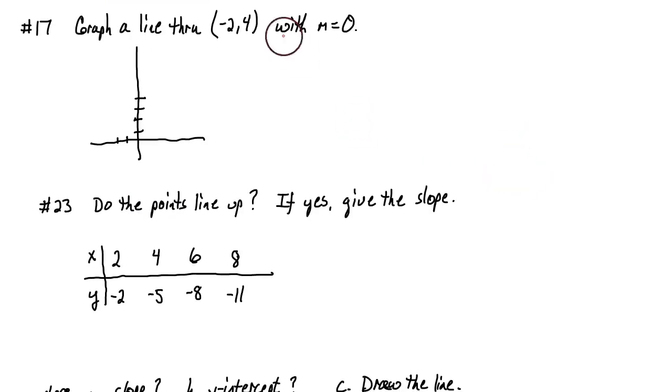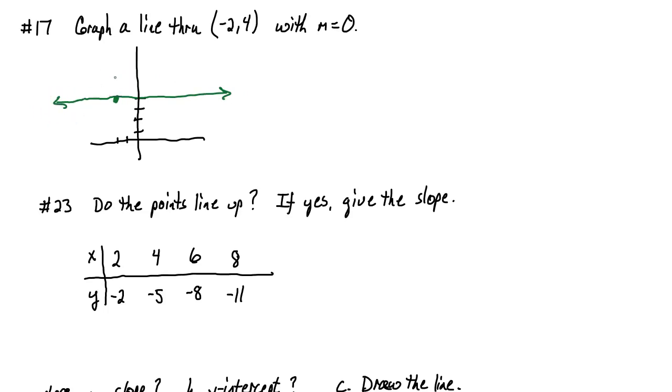Next, number 17. We're asked to graph a line through the point -2, 4, and we're given its slope. Let's find -2, 4. Left to -2, and then upwards 4 units. M equals 0 is telling us that it is a horizontal line, that it doesn't rise at all. So draw a nice horizontal line crossing the y-axis at the 4th mark.